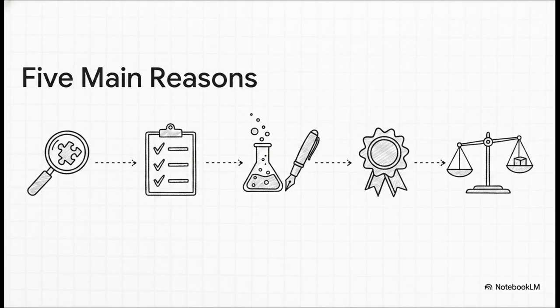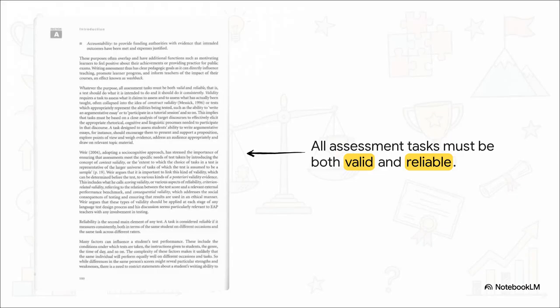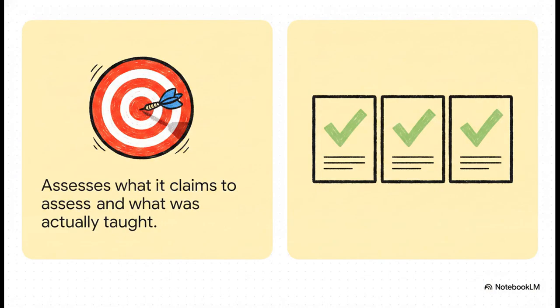And finally, accountability. This is the administrative side, where schools literally have to prove to funding authorities that they're actually hitting their intended educational outcomes. But here's the catch. Regardless of which of those 5 purposes you're aiming for, every single assessment must pass 2 critical tests of its own: validity and reliability. You could design the best course in the universe, but if your assessments fail on these 2 fronts, your data is completely useless. So what do those mean?